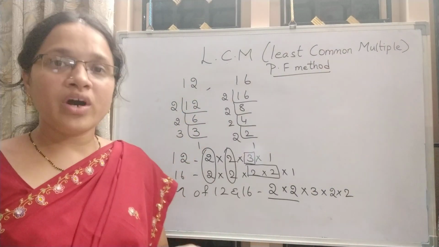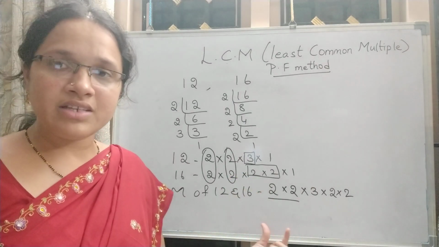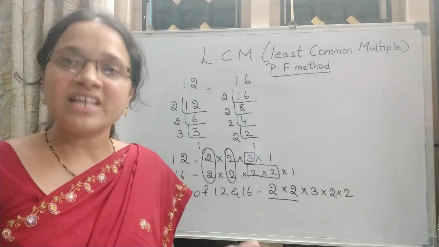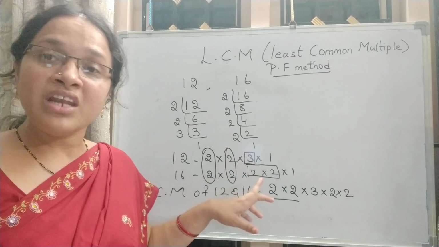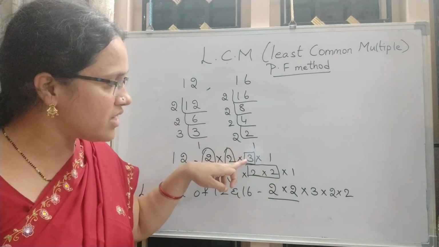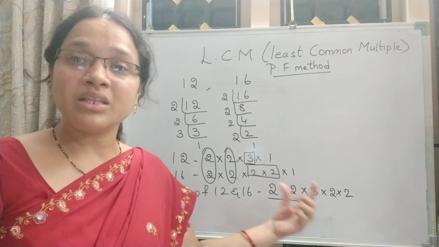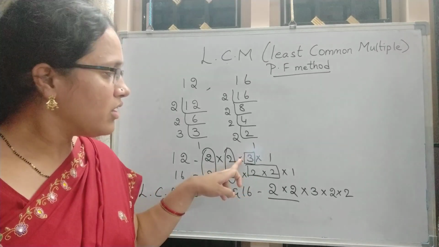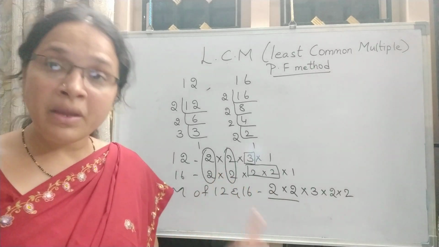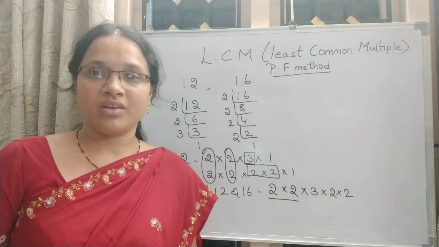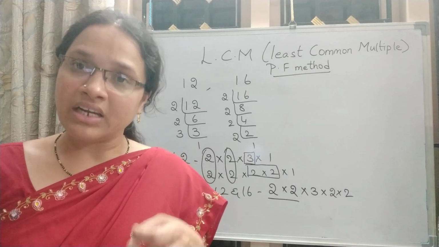When you are taking the LCM in the prime factorization method, you first take the common things, which is called the HCF, and the remaining numbers. If the numbers are repeated in both, suppose 2 is there here and 2 is there for 2 times here, you will take the maximum number of times. If it is not repeated, you will take it for 1 time. So all the remaining numbers will be taken into consideration. Okay, we'll do another example to understand it in more detail.